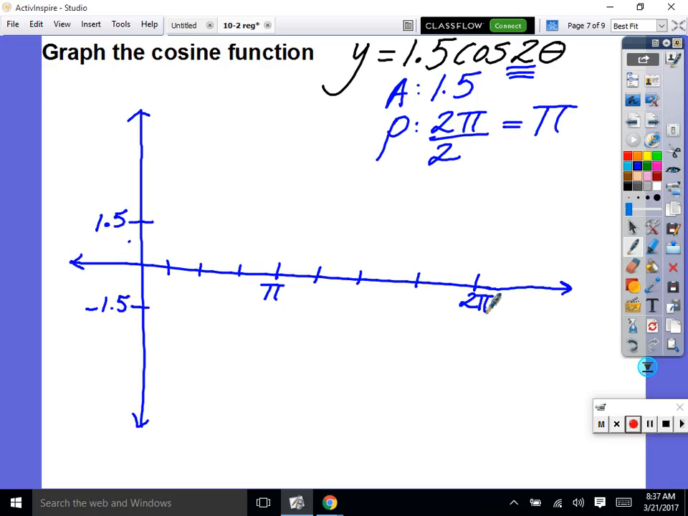Now it's a requirement for you to fill in every x point on the x-axis here. So what's the halfway distance between 0 and pi? Cut 0 and pi in half and we get pi halves. So right here is pi halves, everybody.